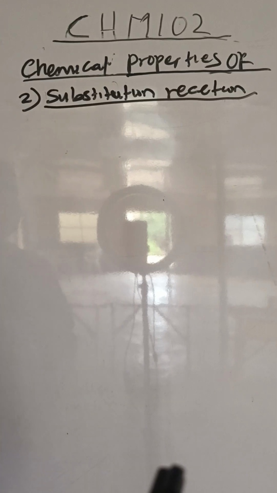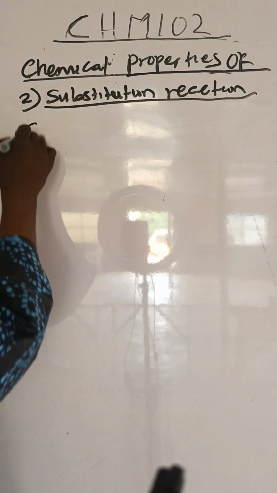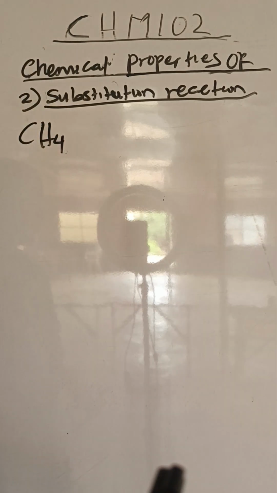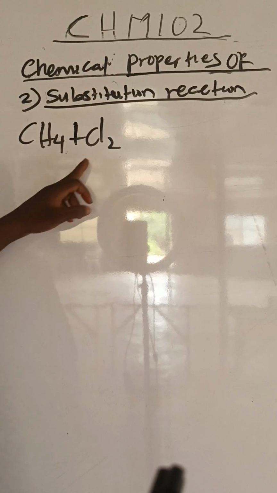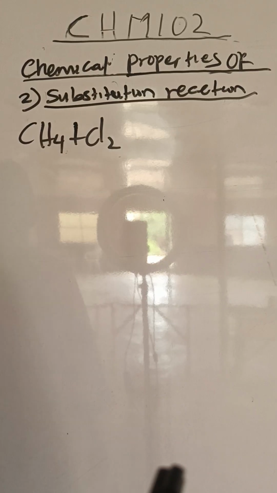Now, let's show it on the board for everybody. This is methane, CH4, plus Cl2. This one is chlorine. Some people call it halogenation of alkane. If it is halogenation of alkane, it is also a substitution reaction.